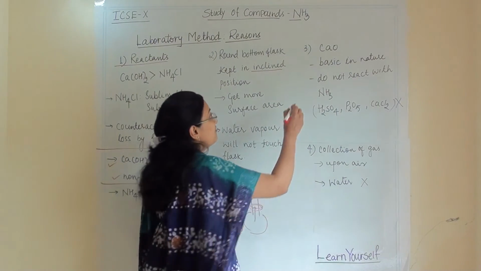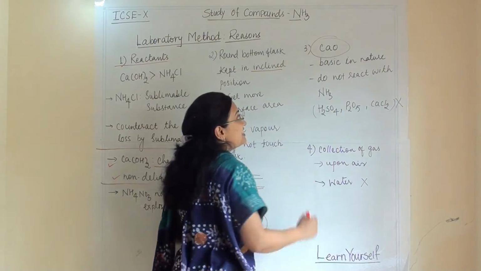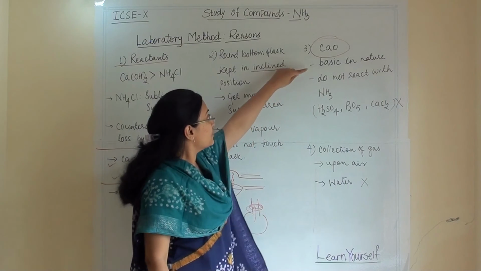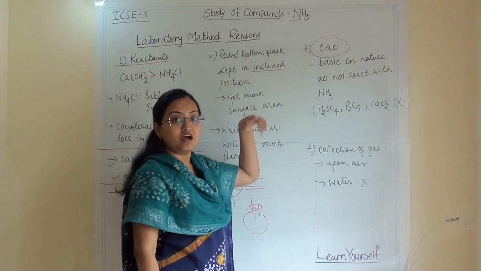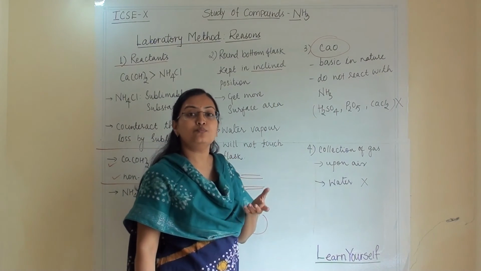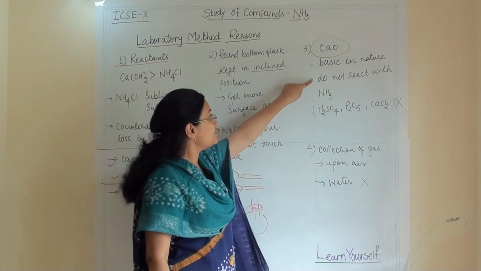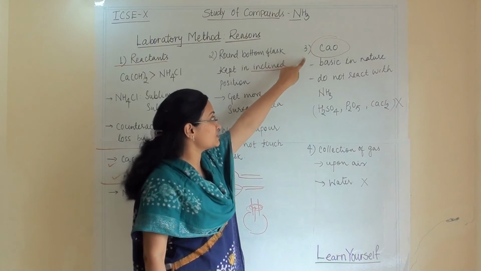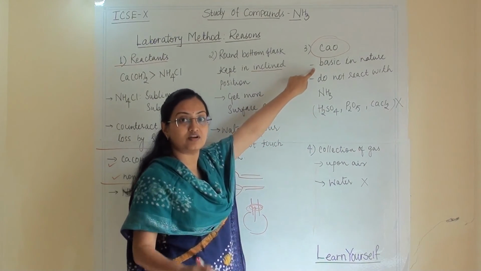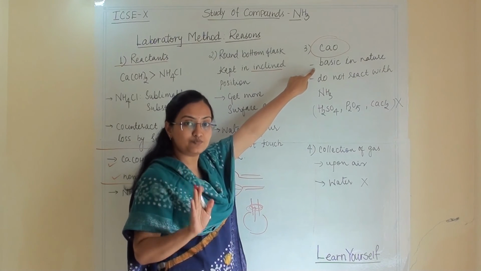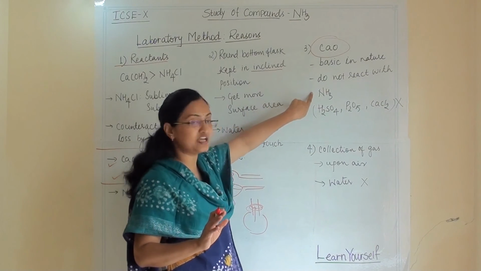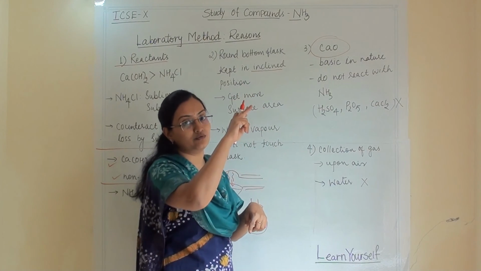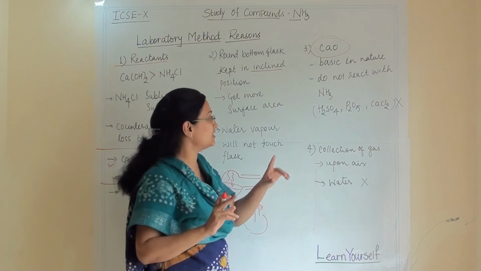Now third, why are we using calcium oxide as a drying agent? It is basic in nature. Our ammonia is also basic in nature. So it will not react with ammonia. Again, calcium oxide is basic in nature, and our ammonia also is basic in nature. So when we are passing ammonia through the drying tower, it will not react with ammonia.